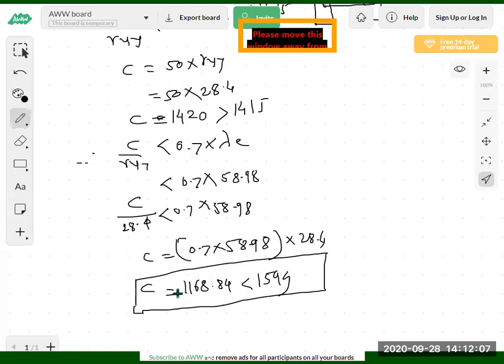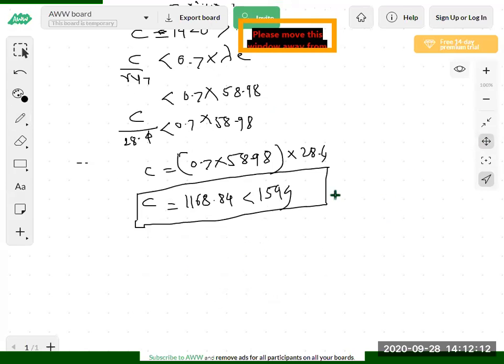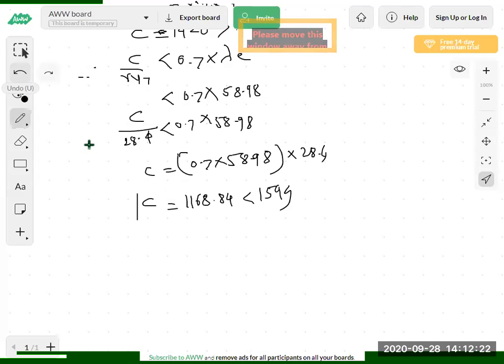So we have to use this C value 1168, and again round off this. Here we have to assume this C value as 1168 only, no problem. Yeah ma'am, are you getting it?